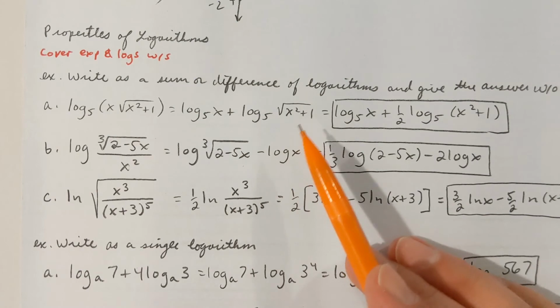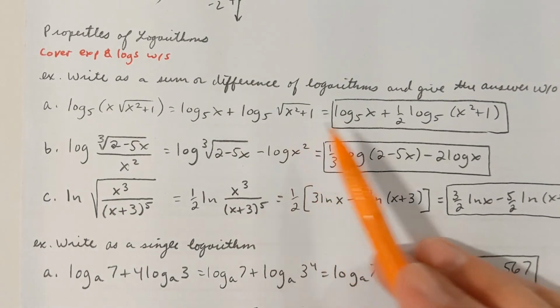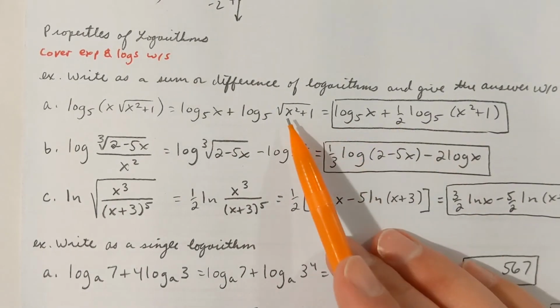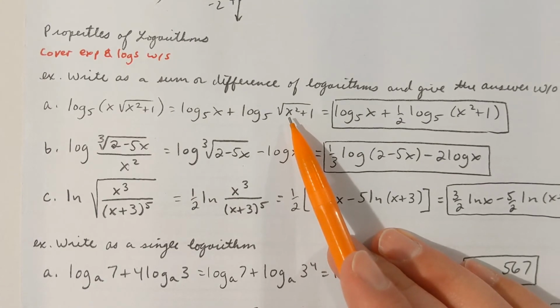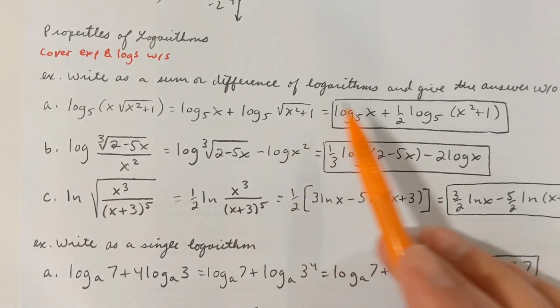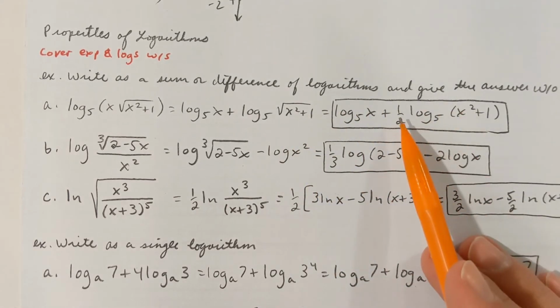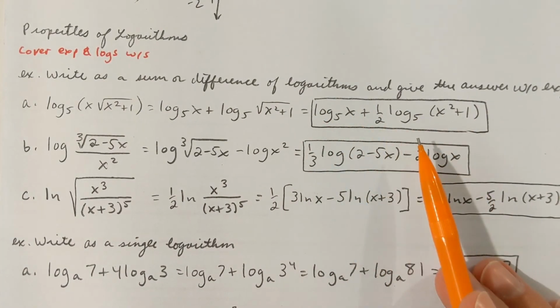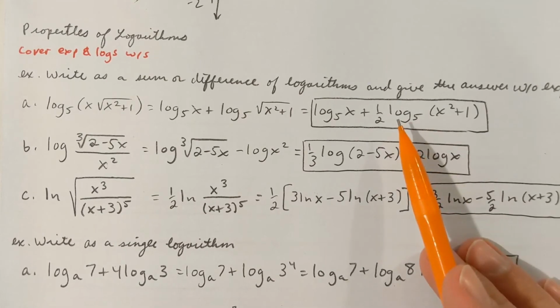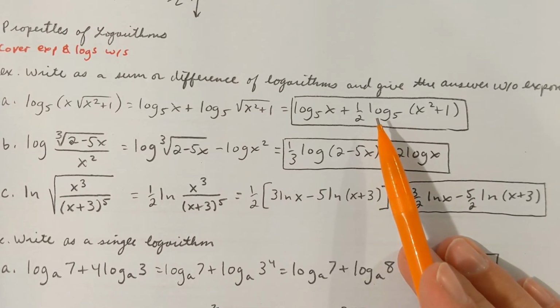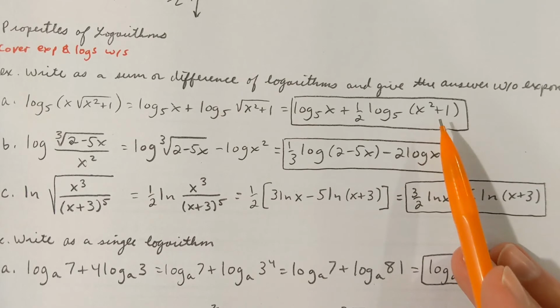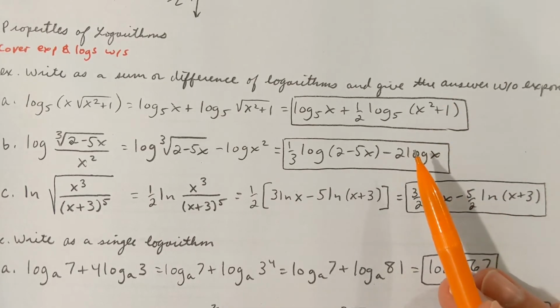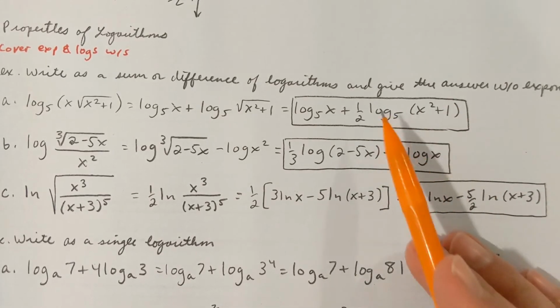And law 3 says that powers can come out of logarithms. Now the square root of x is the same as x to the 1/2. So the square root of x squared plus 1 would be the same as x squared plus 1, all to the 1/2 power. And that power of 1/2 can come out of that logarithm. Now this here would be as simplified as we can get it. Okay? We don't have a law that allows us to distribute a logarithmic notation into two terms that are added or subtracted. Some students want to do that. Don't make that mistake.